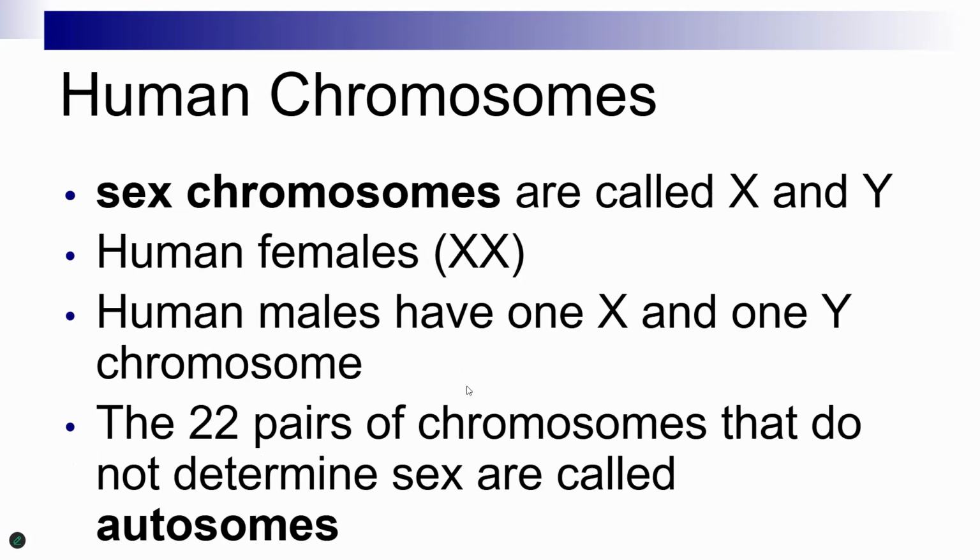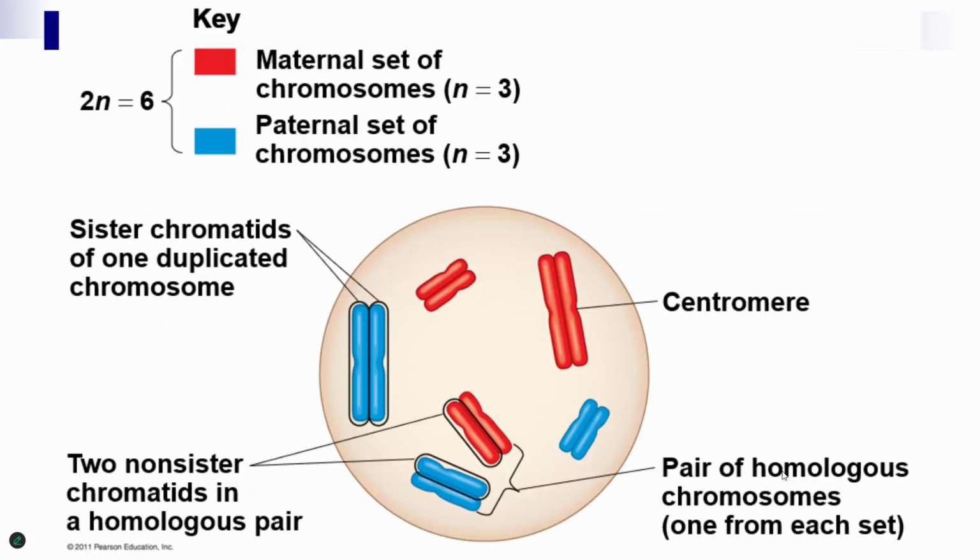And then again, we've got sex chromosomes and we've got autosomes. I mentioned this with the karyotype. Our sex chromosomes are our X and our Y. Females would have XX and males would be XY. The rest of the chromosomes, chromosome pairs 1 through 22, are called autosomes. So just some vocabulary there.